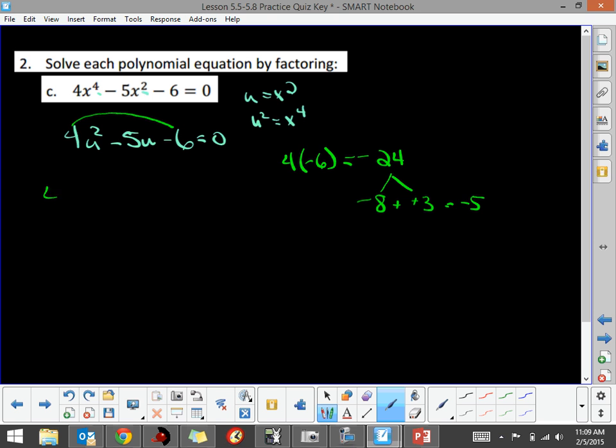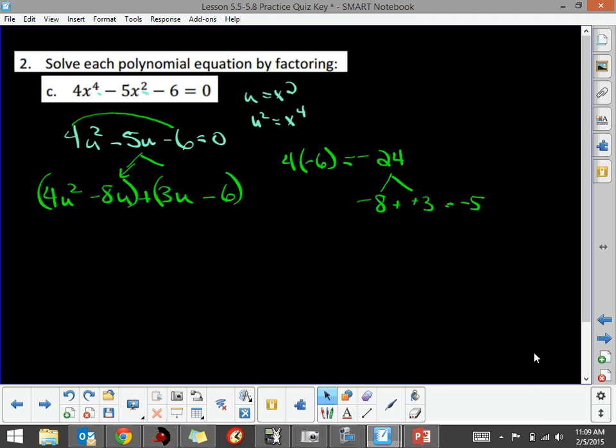So it's going to be 4u squared. Now all that thinking I did over to the right side here is how I'm going to break this up. So I want it to be minus 8u plus 3u minus 6. And I made a conscious decision to put the negative one first and the positive one second, so when I group, I don't have to worry about that sign in the middle being negative. I already have a positive. And that's equal to 0.